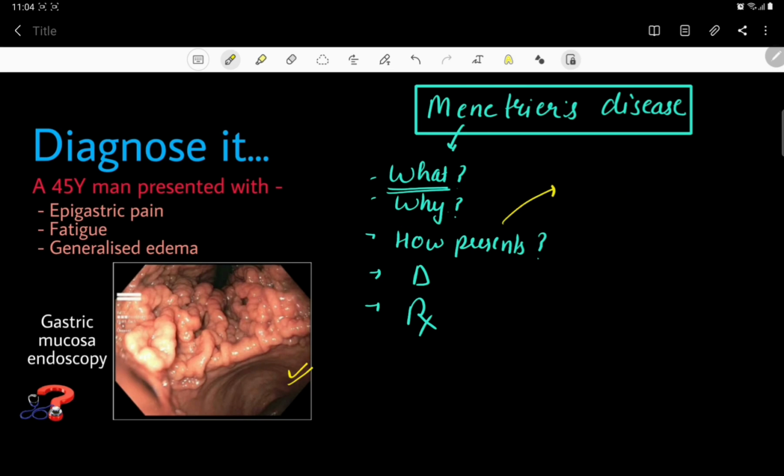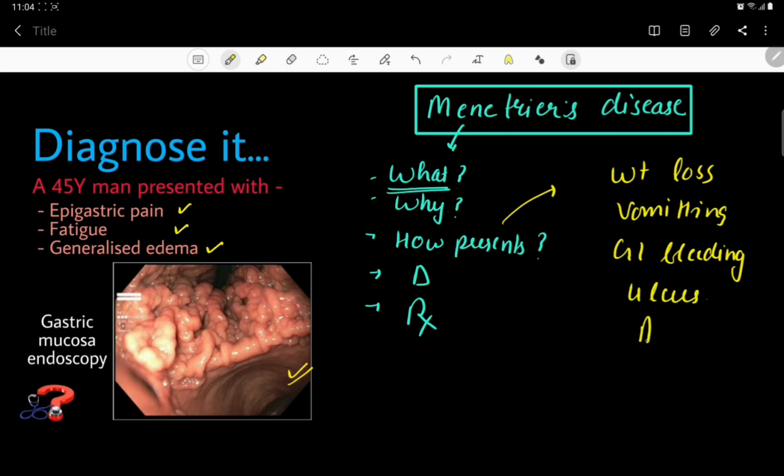Now let's come to the presentation of the patient. First are the symptoms like epigastric pain, fatigue, generalized edema. The other features are weight loss, vomiting, GI bleeding, gastric erosions and ulcers, ascites, pleural or pericardial effusion. And you can now clearly understand why these symptoms are occurring. Firstly, why is the epigastric pain occurring? Due to the gastric mucosal hypertrophy.